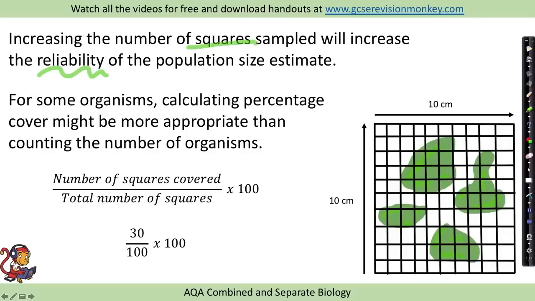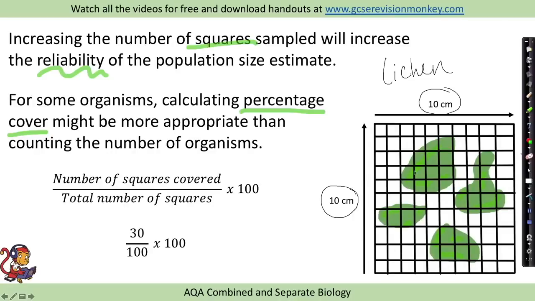Now, for some organisms, calculating percentage cover might be more appropriate than counting the number of organisms. For example, you may well have seen something like lichen growing on trees or walls. If you wanted to sample lichen, you might use a really small quadrat, so just perhaps a 10 by 10 centimetre grid.